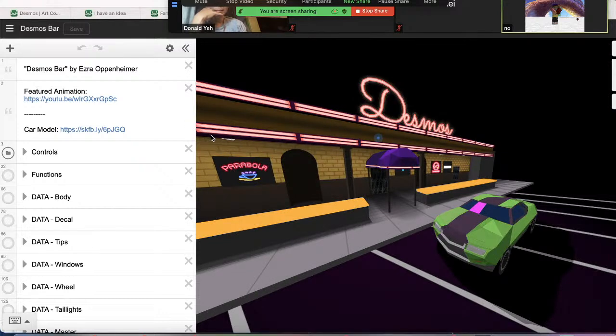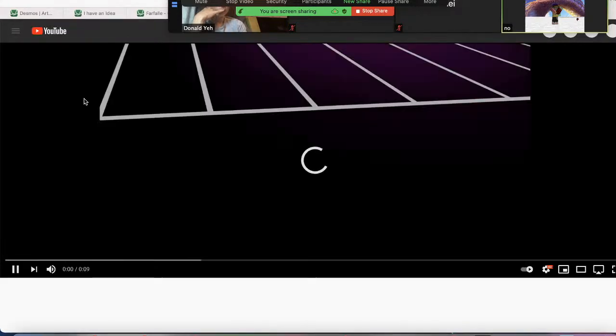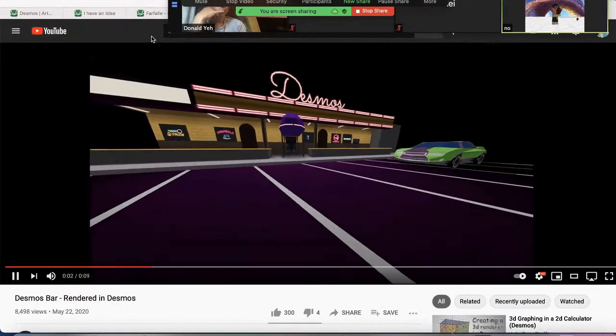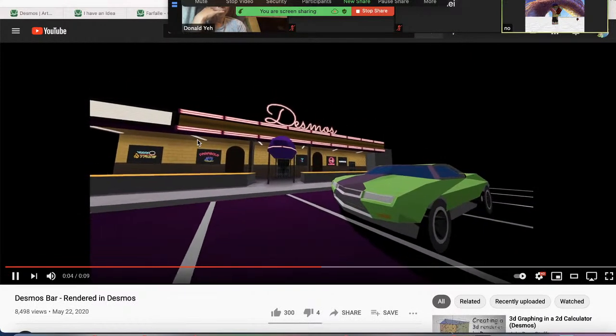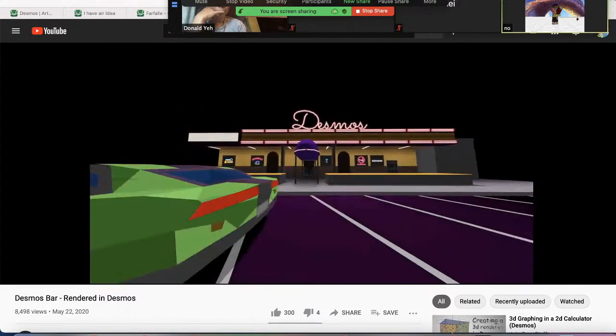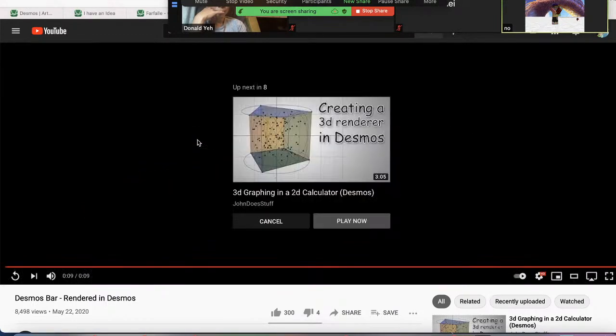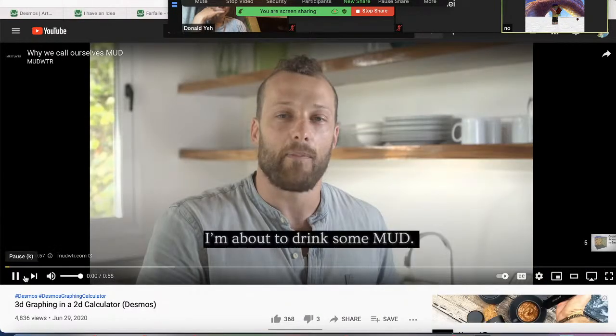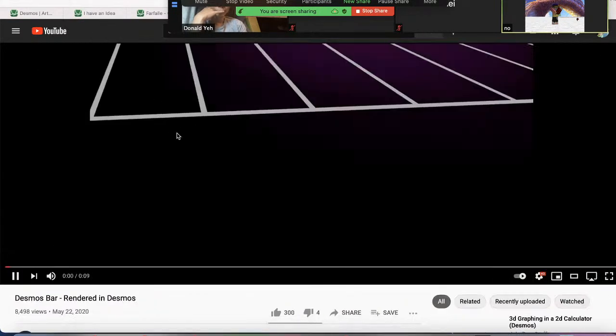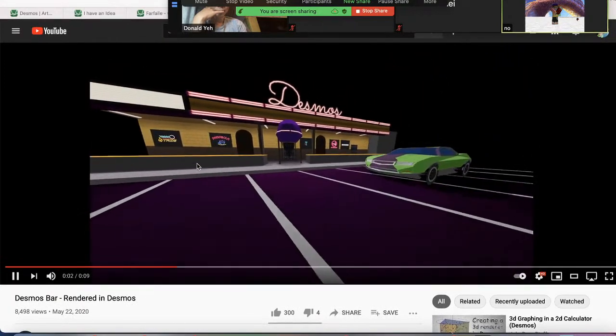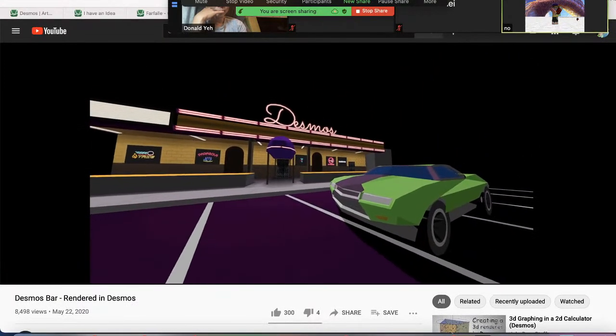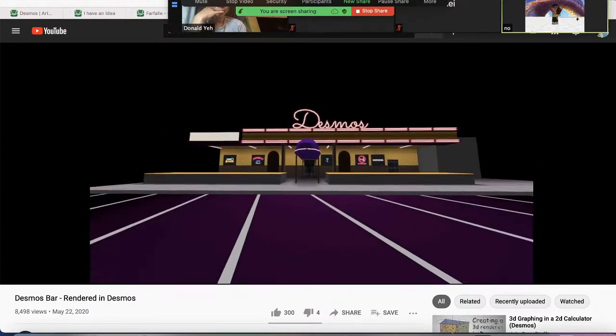Desmos bar. Oh. The fact that they made it 3D, that's impressive. Yo, what is that? How is that even possible? How did they make the 3D? Why did I do that? They render in this mode. What the heck? I'm about to drink some mud. How did they do that?